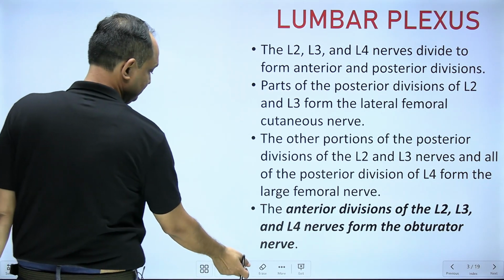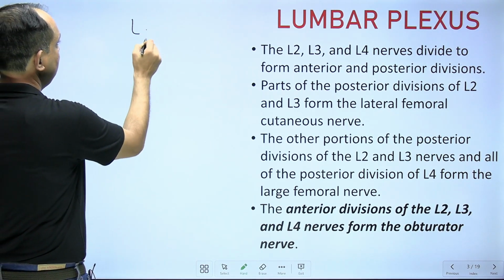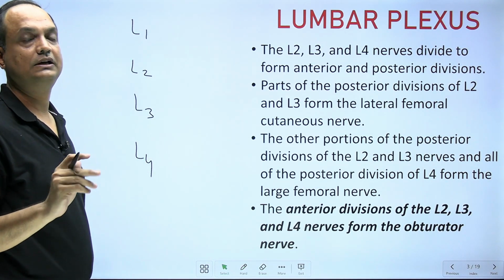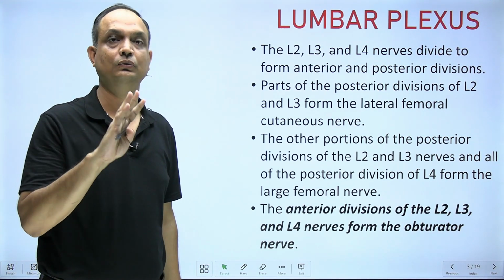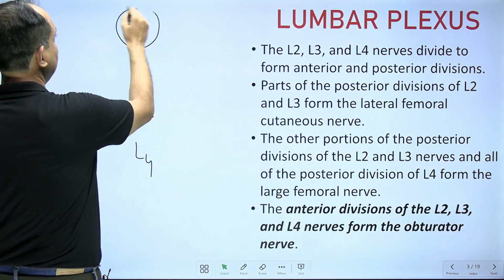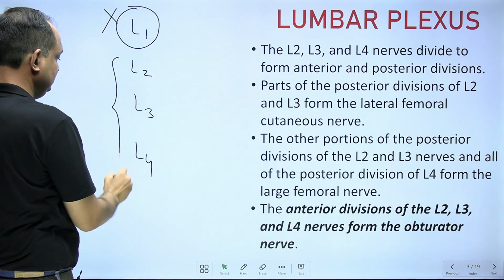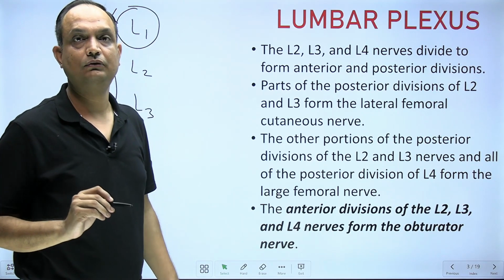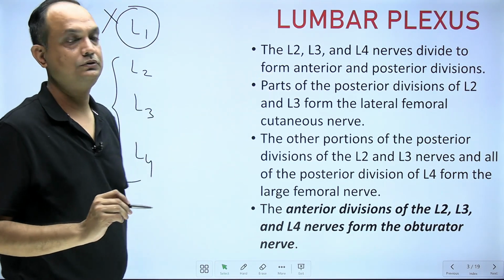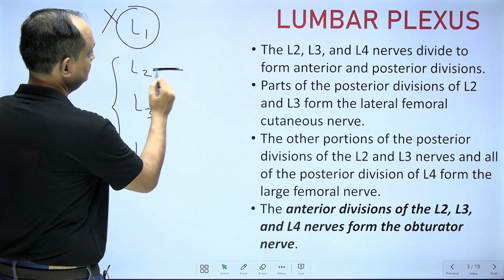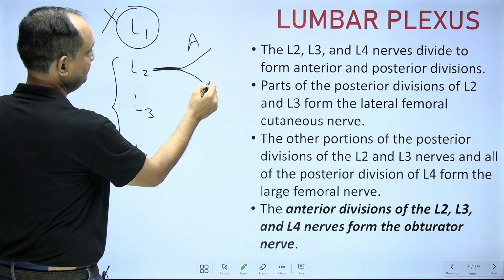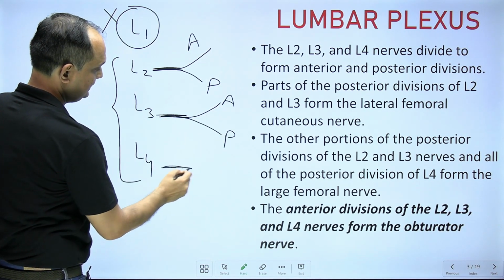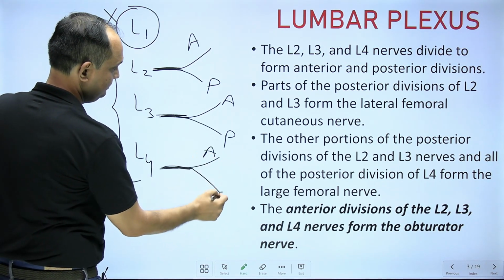What are these basic roots of the lumbar plexus? You will have L1, L2, L3, L4. These are the four roots that form the lumbar plexus. Today we will not discuss L1. For the remaining three, L2, L3, L4, each of them divides into an anterior and a posterior division. So this is L2, which divides into anterior and posterior. This is L3, which is divided into anterior and posterior. This is L4, which is divided into anterior and posterior.